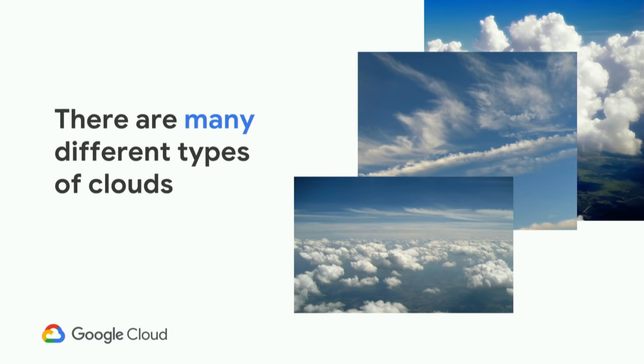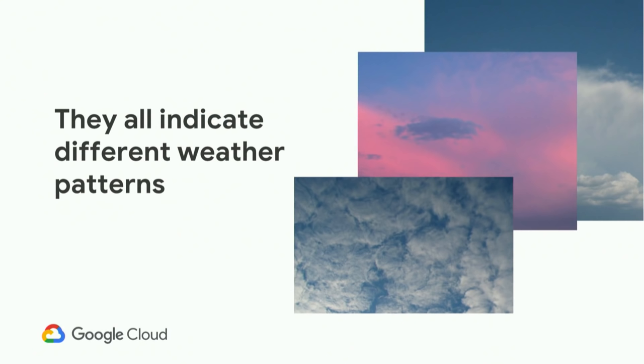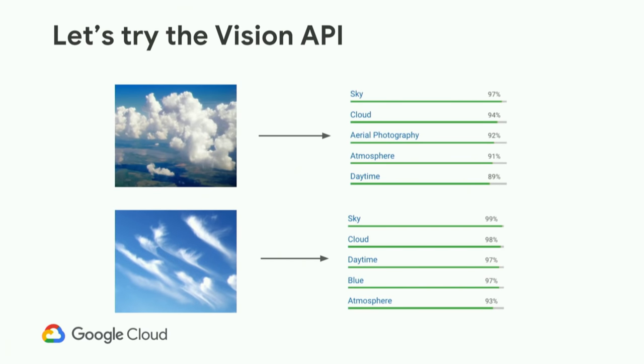As I was preparing this demo, I didn't know much about actual clouds before, so I learned a lot. I learned that there are many different types of clouds, as you can see here, and they all indicate different kinds of weather patterns. So my first thought was to try this out with the Vision API. I took a bunch of these different cloud images and sent them to the Vision API to see what I got back.